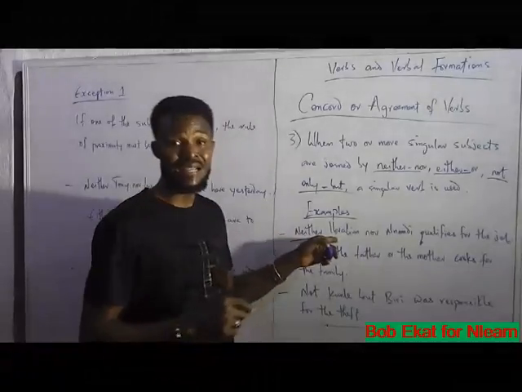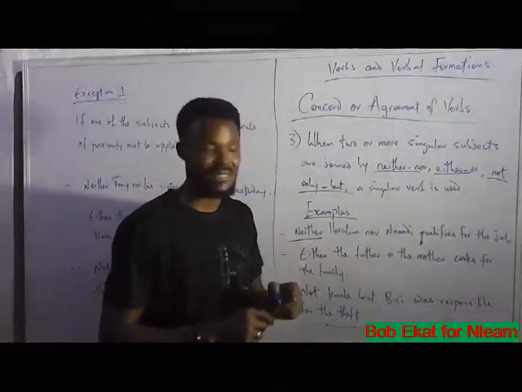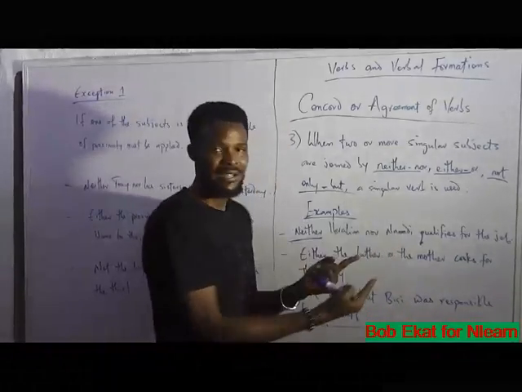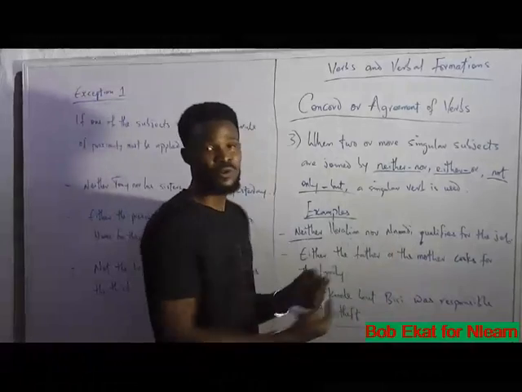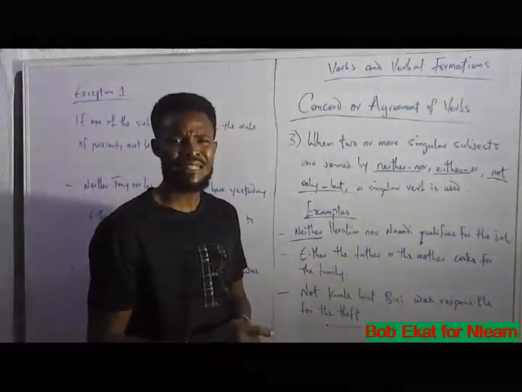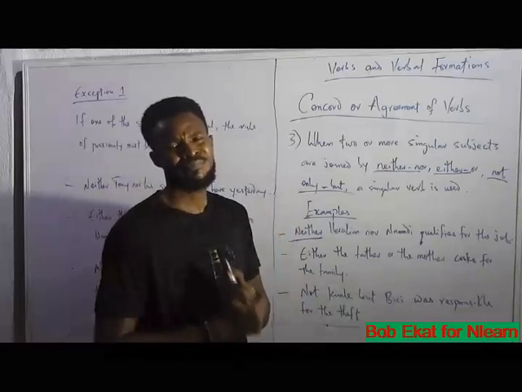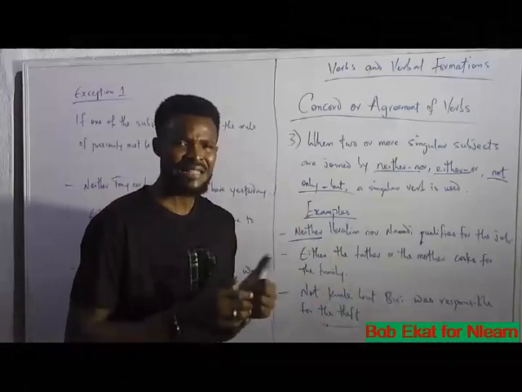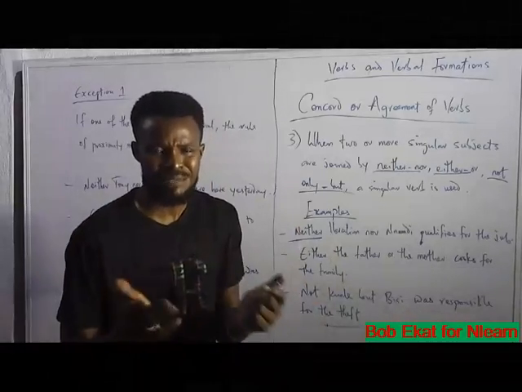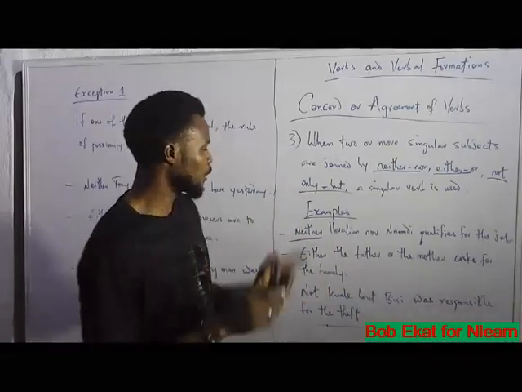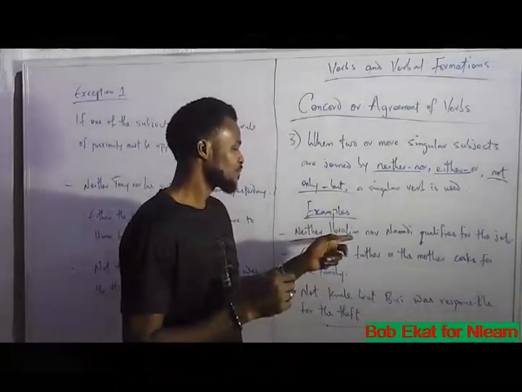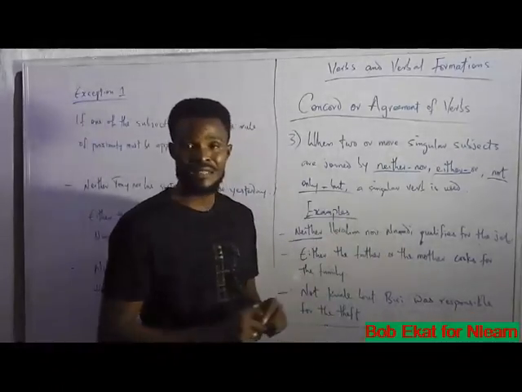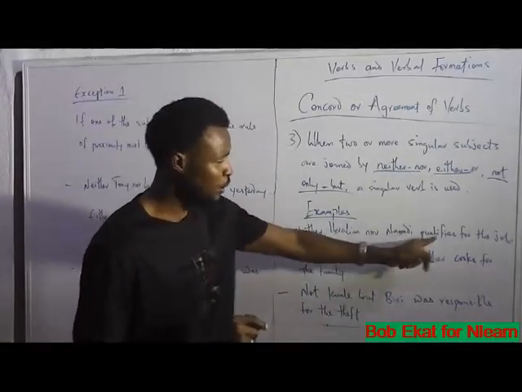So neither Ibrahim nor Nnamdi qualifies for the job. You can see that there are two people here, Ibrahim and Nnamdi. But what neither means is that none of them. That is what neither means. None of them. Neither is more or less the same as none of them. So what we're saying here is that none of these two people, Ibrahim and Nnamdi, none of them qualifies for the job.